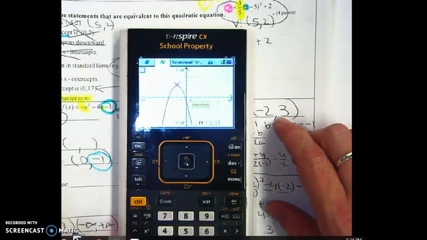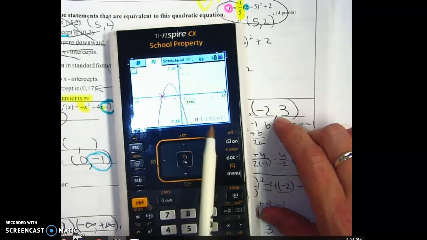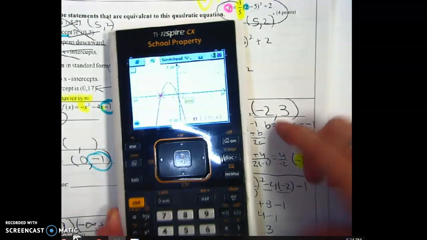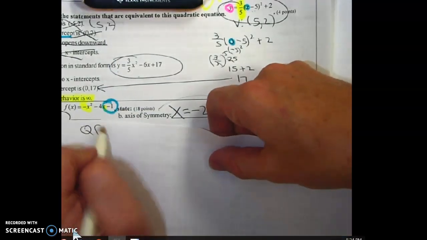It says it's a max. I circled it. And then let's go here. Oops, another zero, -3.73. If it was a whole number, I would be able to factor. But since it's a decimal, I know I'm going to have to use the quadratic formula. So what I'm going to do is the quadratic formula.